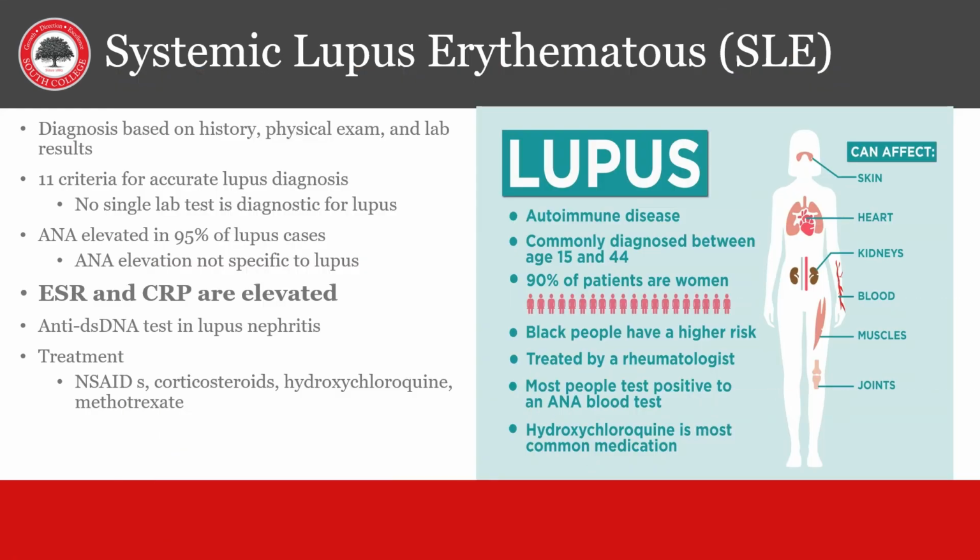Diagnosis is made by history and physical examination, and labs just like the RA. There are 11 criteria for diagnosis. Many have a positive ANA. Those with nephritis may have a positive anti-double-stranded DNA. Treat with NSAIDs, corticosteroids, and the anti-malarial drug hydroxychloroquine, and methotrexate. It is interesting how the anti-malarial drug hydroxychloroquine works on these patients. It is the most important of the medications listed here.